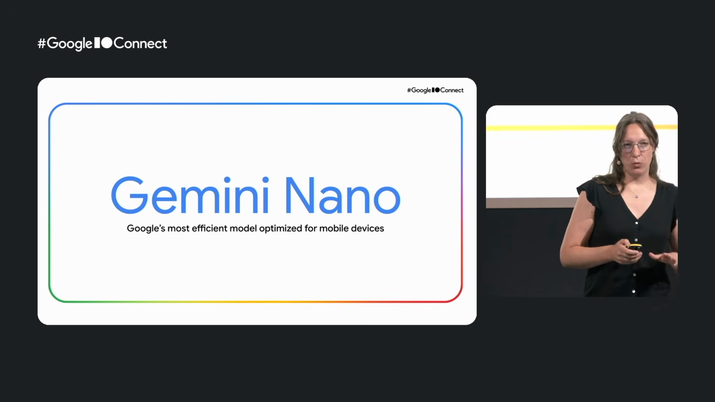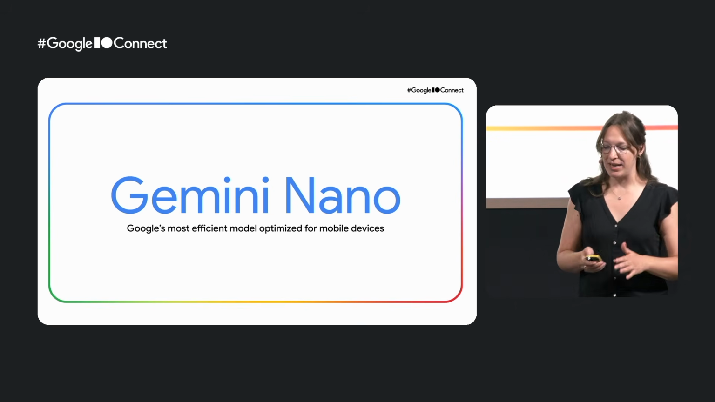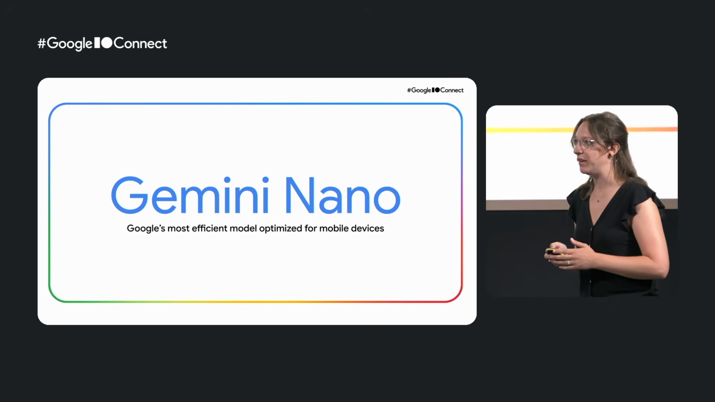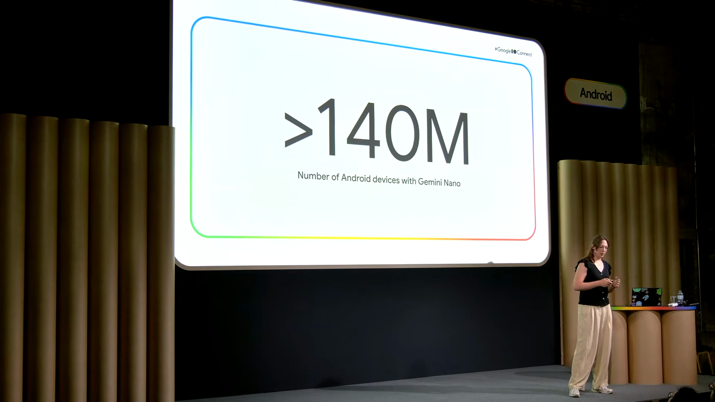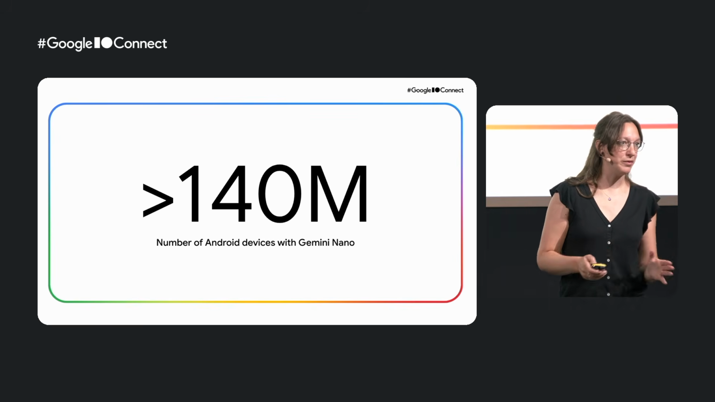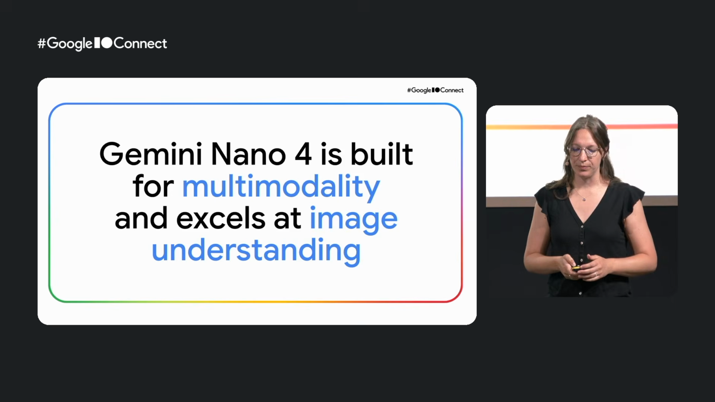So when we're building with on-device, what we're doing is we're using Gemini Nano. Gemini Nano is Google's most efficient model that is optimized for mobile devices. We first introduced Gemini Nano a couple of years back, and by now we have over 140 million devices that are using some version of Nano on Android. So that's quite a big user audience.